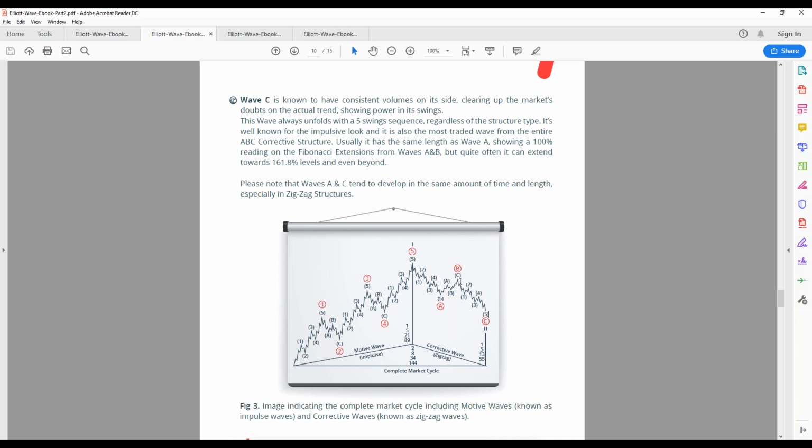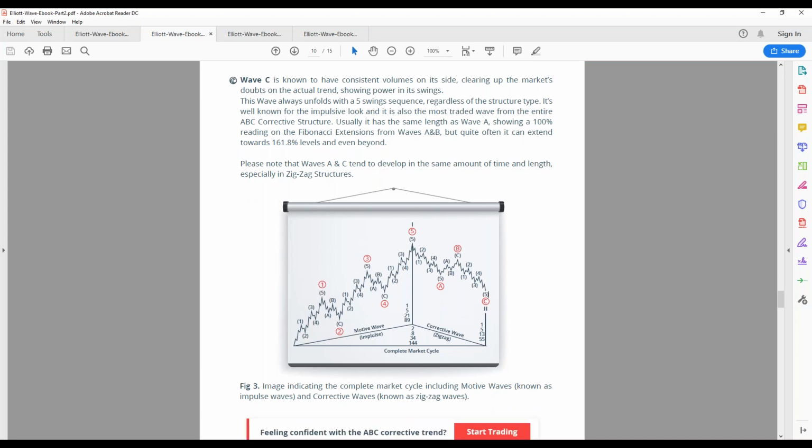a swing before a trend change would end with 5 legs and start with 5 legs. Always. Under no circumstances start with 3 legs and then continue. No, that's not a proper impulse or motive wave. So that's the thing.